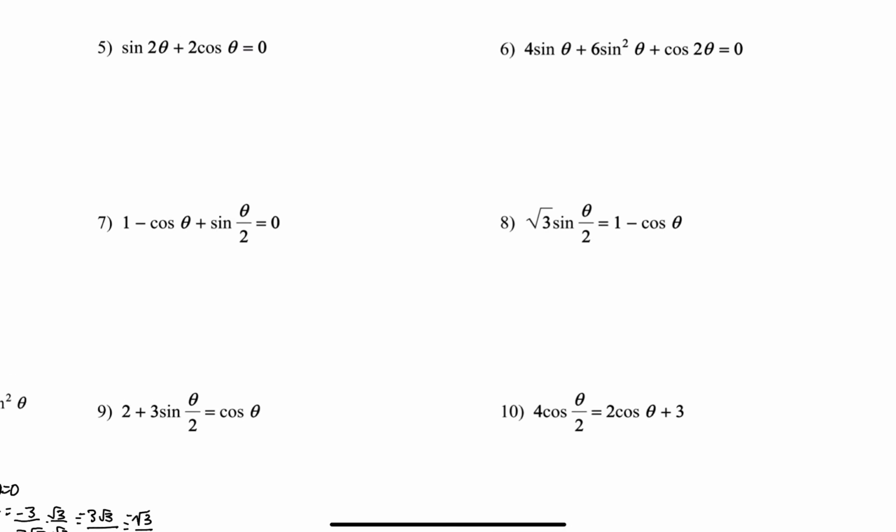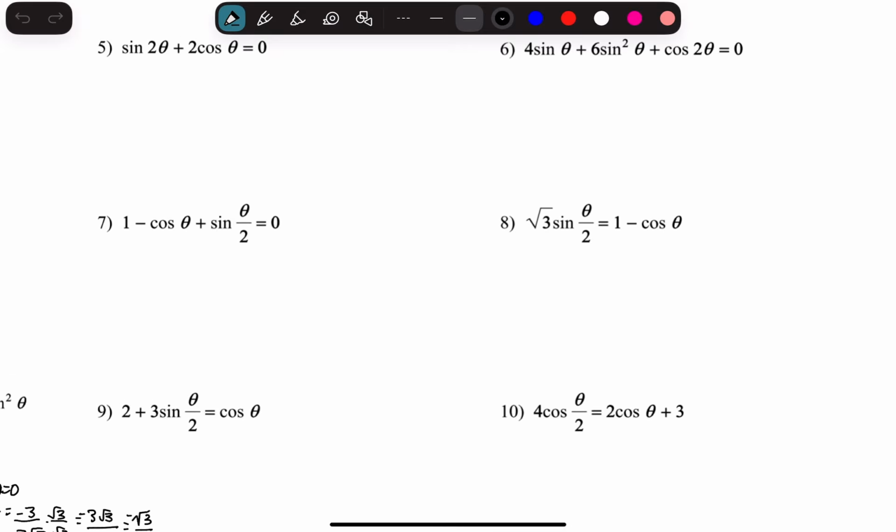In this video, we're going to be solving trigonometric equations with coefficients in the argument. So let's start off with question 5. For this question, we're going to use the fact that sine 2θ is equal to 2 sine θ times cosine θ.